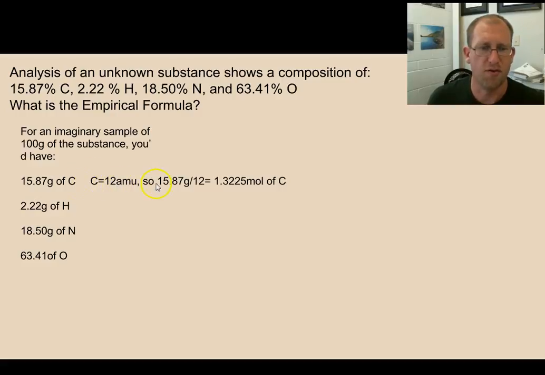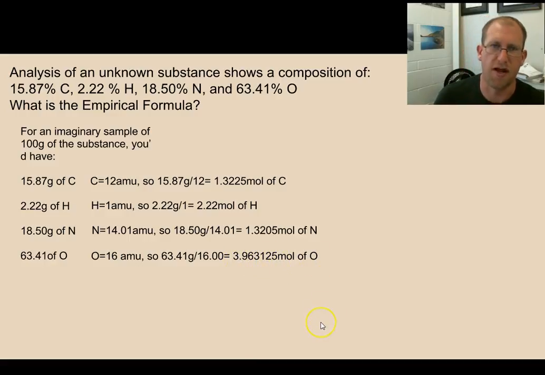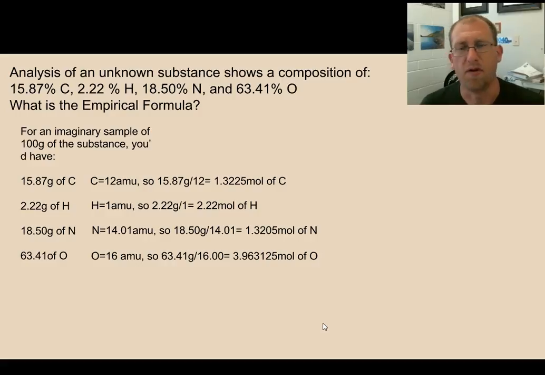Now I can determine how many moles all of these masses represent, right? Carbon has 12 AMU, so 15.87 grams divided by 12 gives me 1.3225 moles of carbon in my imaginary 100-gram sample. I do that for the others, and I find out that I have 2.22 moles of hydrogen, 1.3205 moles of nitrogen, and 3.963125 moles of oxygen. Now, this was a pretend sample, but I've been able to determine how many moles of each of those elements would have been represented in it.